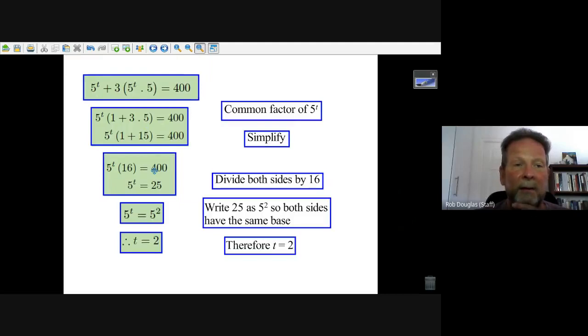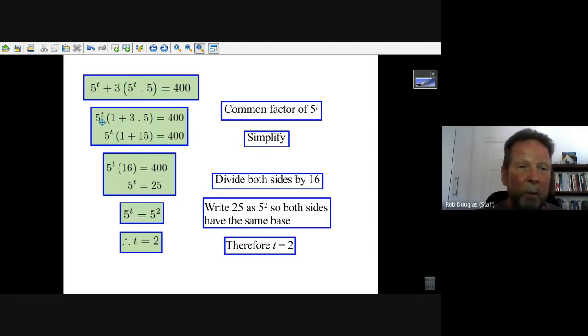Let's look at another question. This question's a little bit more challenging. You're looking at 5 to the t plus 3 times 5 to the t times 5. That little dot means multiplication. It equals 400. Well, this is a factoring problem. You see this 5 to the t? It goes into both things.